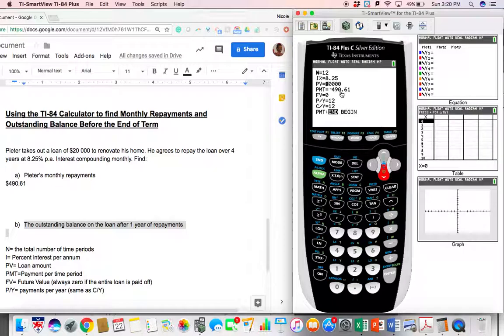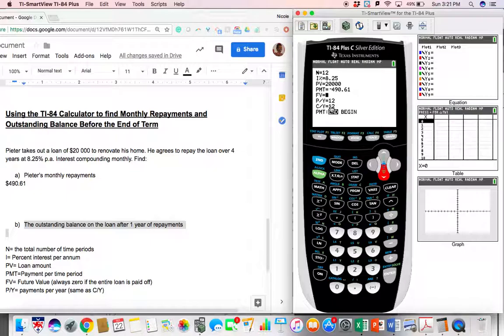Our PMT, we just replaced it with what Peter's actually paying per month by rounding, is 490.61. And remember to put this number in as negative. Our future value is written as 0. But even though I said it's always 0, that's only the case if the entire loan is paid off. In this case, only a part of the time has gone, and there is an outstanding balance, and we don't know what that balance is. That is what we're looking for, the future value, but only after 12 months. So we leave this as 0 as a placeholder.